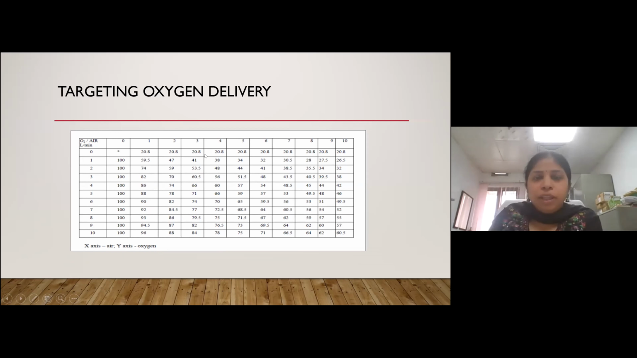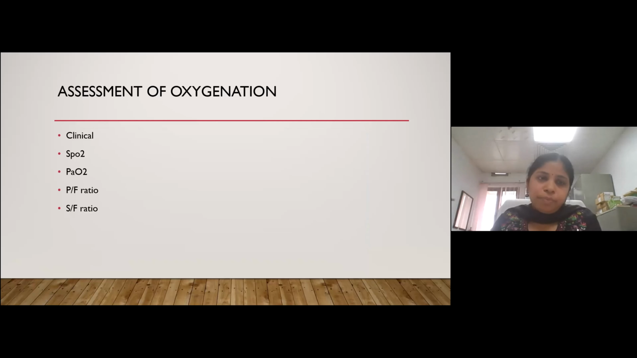So suppose in the example, I said the flow of 4 liters of air and 4 liters of oxygen, then oxygen delivered is 60%. So similarly at 5 and 3, it is around 70%. So this is a chart which can guide us that even without having a blender, we can adjust the air and oxygen sources, and by which we can avoid oxygen toxicity and target the precise FiO2.